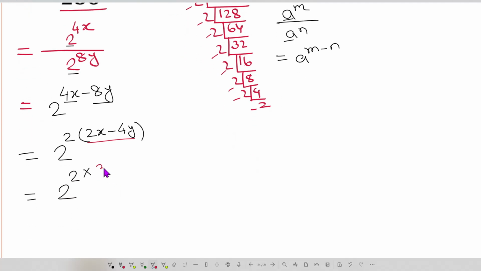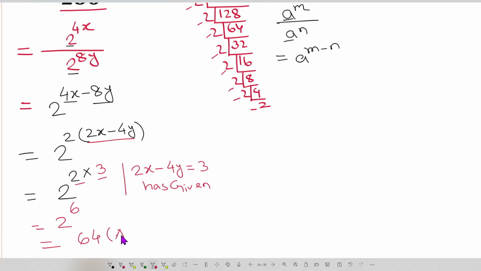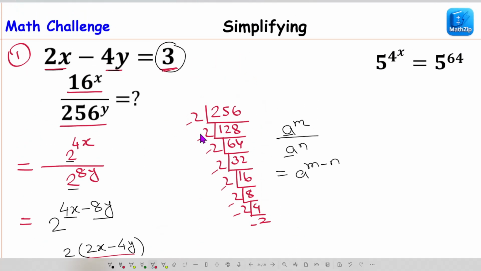So 3. Inside note we can write 2x minus 4y equals 3 as given, right? Now look, 2 to the power 2 times 3 is 6. So 2 to the power 6 means what? 64. This is our answer. Very simple. So once you see these kinds of math, no need to worry, just try to solve step by step.